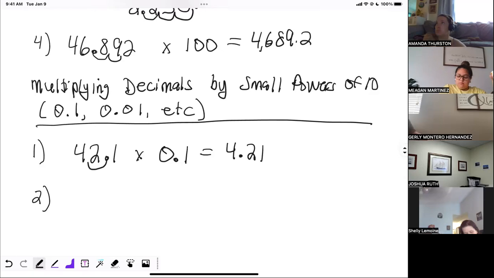So when you multiply by big powers of 10, you're making a number bigger. Not so much a negative, but you're making a number look bigger. So you're going to the right. When you multiply by a small power of 10, that's less than 1, you're making it smaller and you go to the left.